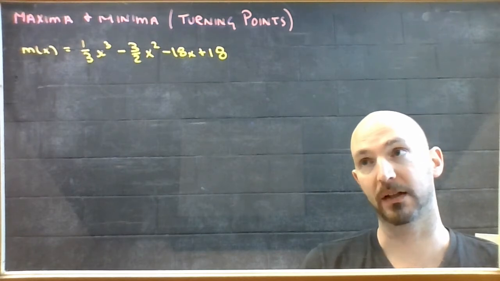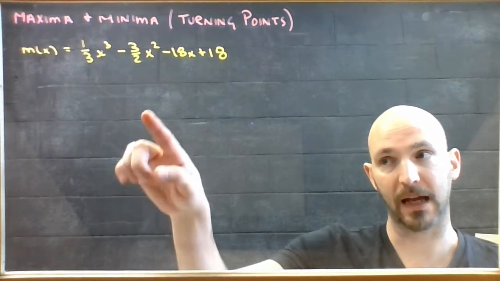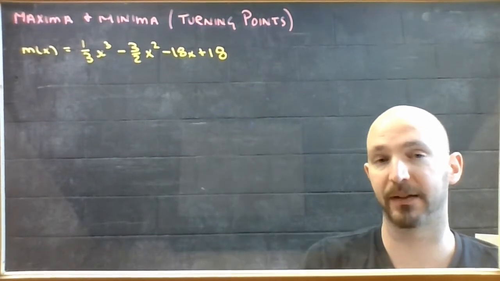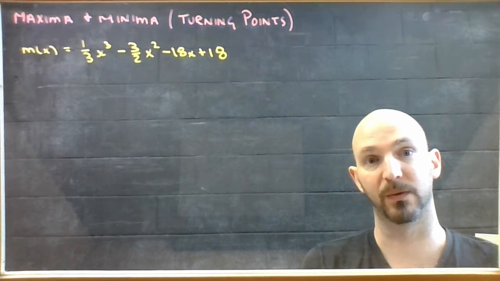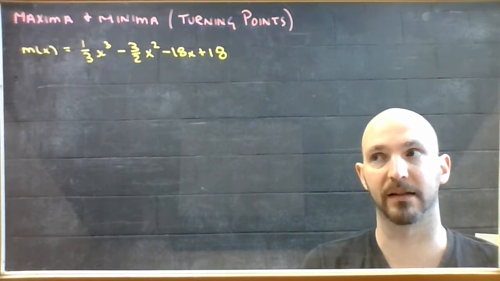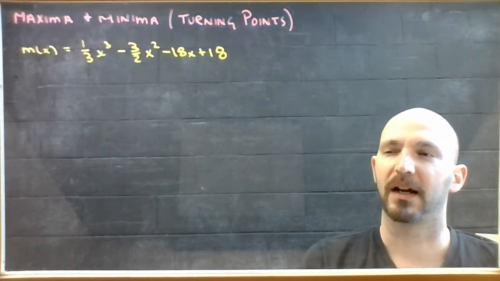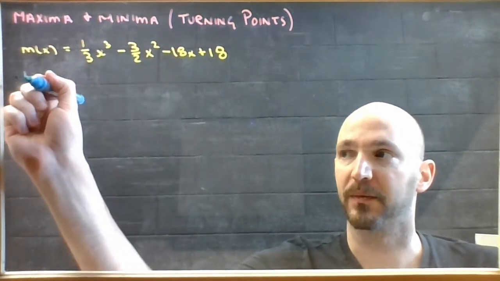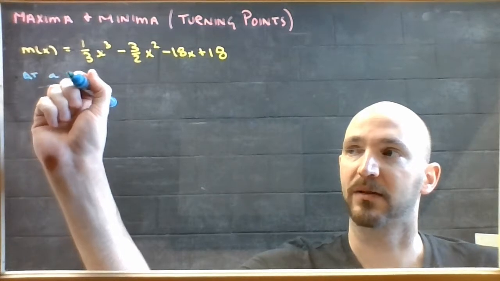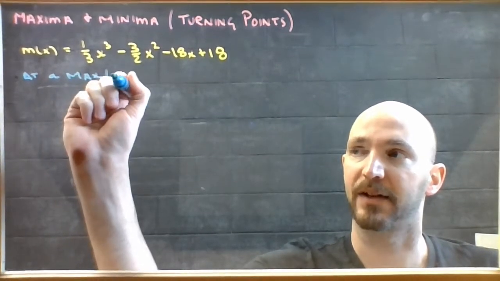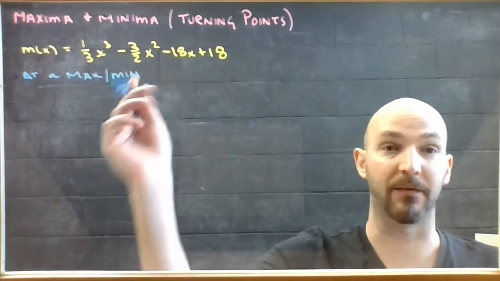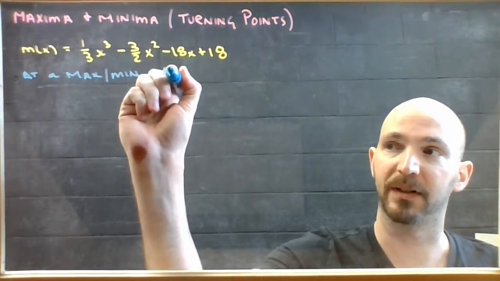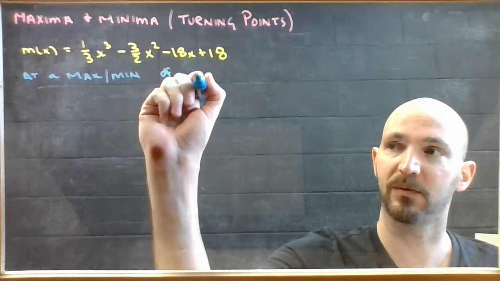So this cubic, it may max and then min and then take off. It may have a saddle point. I don't know. I have to actually do some calculus on it to do the analysis. So the idea is that at a max or min, max slash min slash saddle, the derivative of this thing is equal to 0.